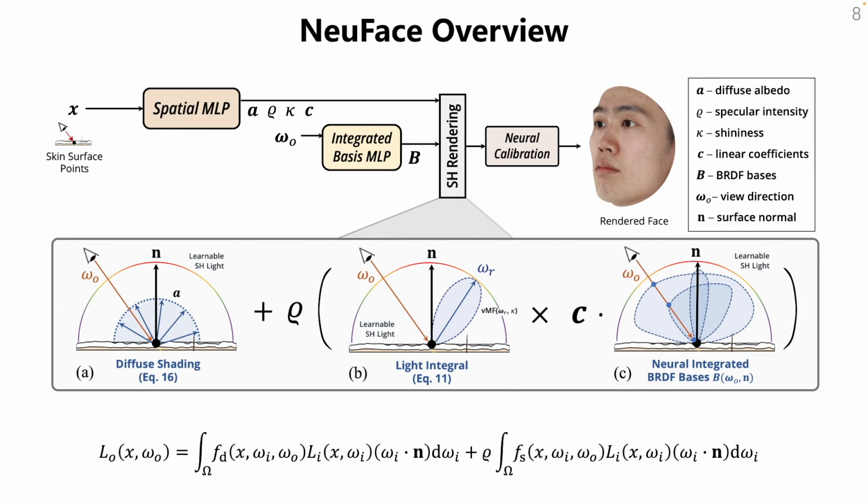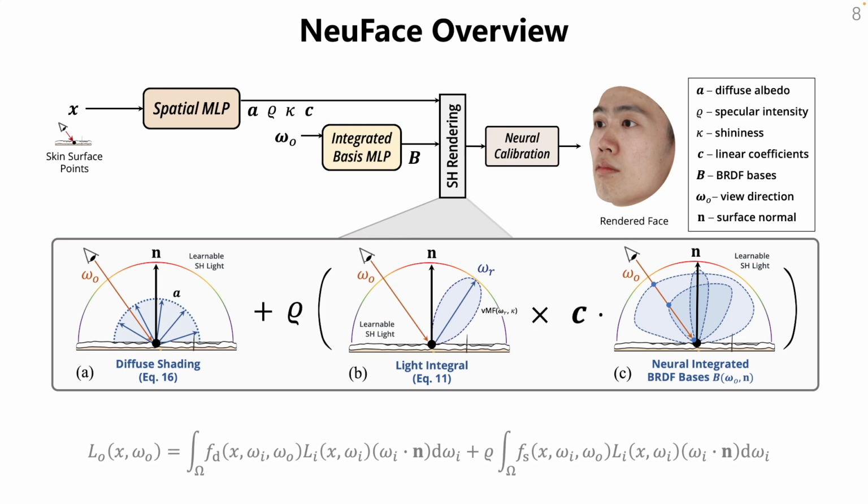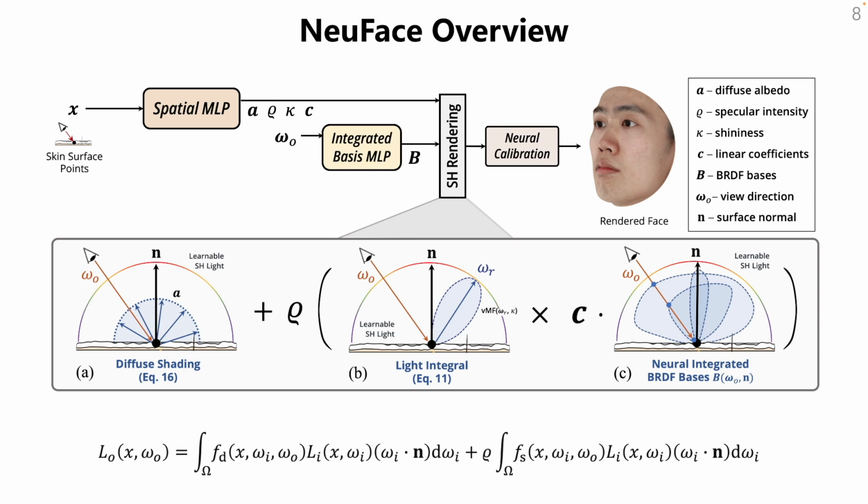To tackle the challenges above, we present a novel face model, namely NeuFace, to recover faithful facial reflectance and geometry from only multi-view images. We follow the physically based rendering paradigm for its potential in learning 3D representations. The proposed NeuFace exploits a spatial MLP and an integrated basis MLP to learn the skin BRDFs and simulates the physically correct light transport by explicitly decomposing it into diffuse albedo, light integral, and BRDFs integral. Compared to the analytic BRDFs, the neural ones allow richer representations for sophisticated material like facial skin.